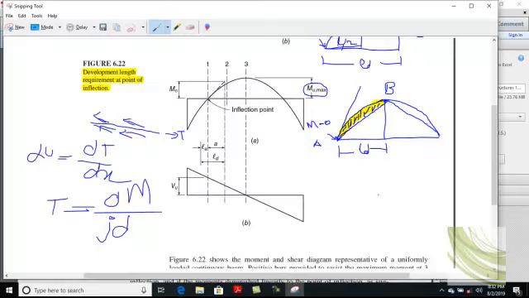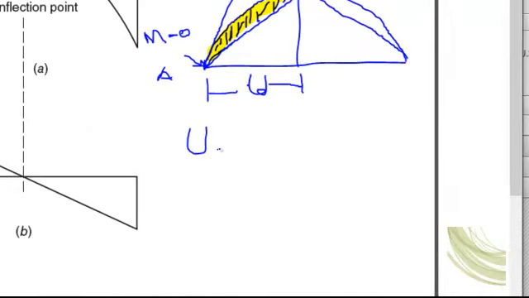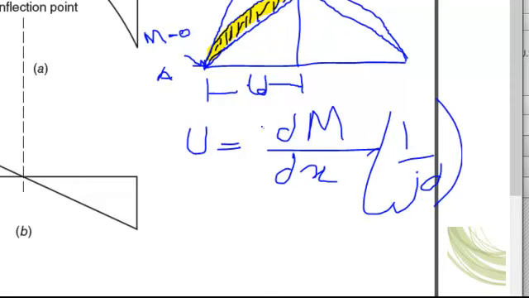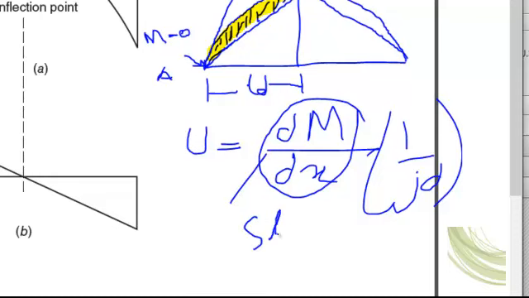Okay. As you see, your u, that is the bond strength, comes out to be dM by dx, okay, times 1 divided by jd. Now this is the moment diagram slope. This is basically the slope. Okay, change in moment with respect to distance. So change in moment with respect to distance is basically the slope of the moment diagram. Clear? Now you see that this is u.